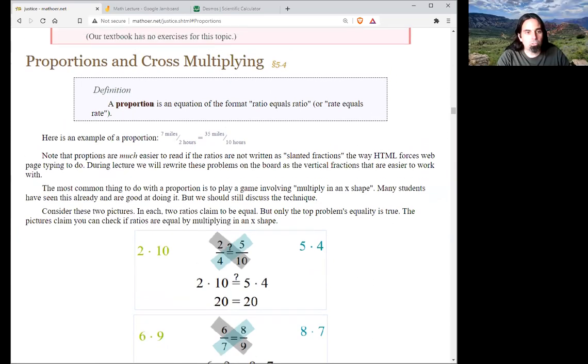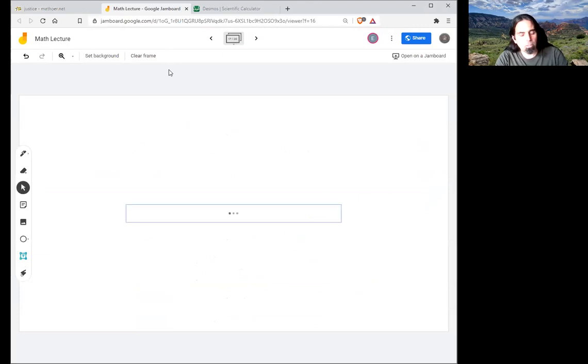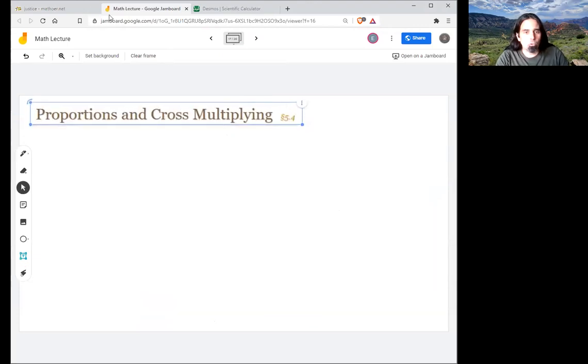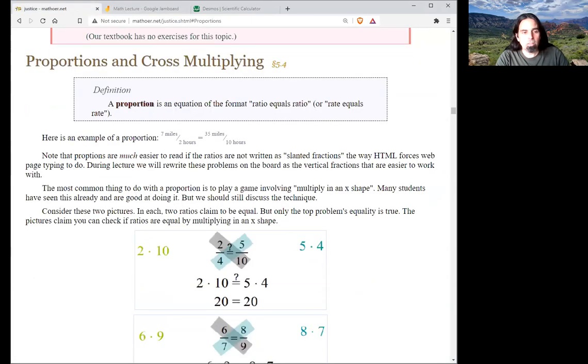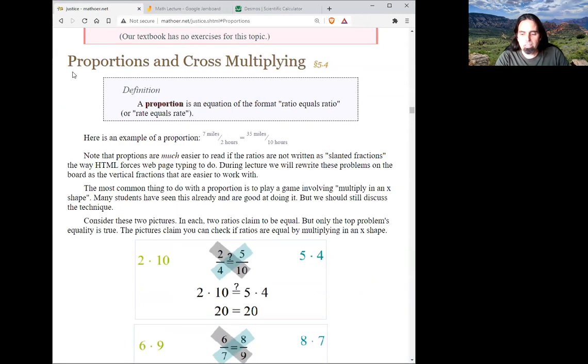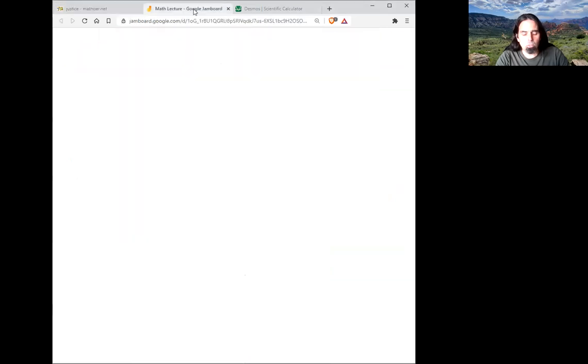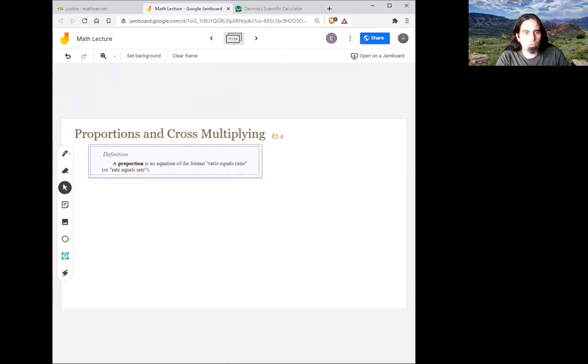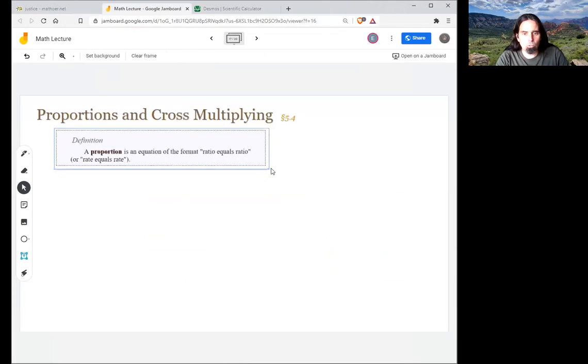So proportions and cross multiplying, which people love. And as always, my job is to assume that maybe you've seen this, maybe not, but either way, maybe you haven't had it explained carefully, so I will try and explain it more carefully than you would have seen.